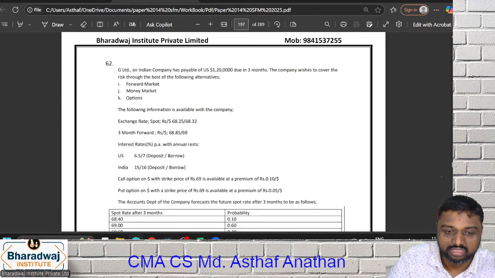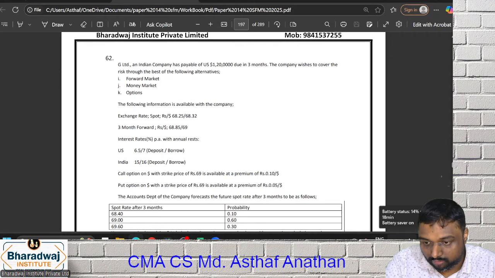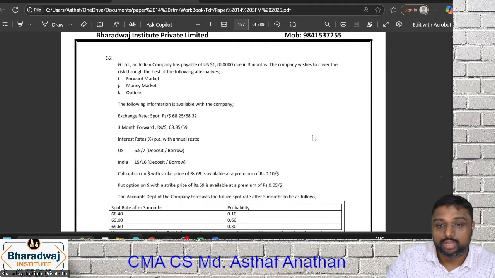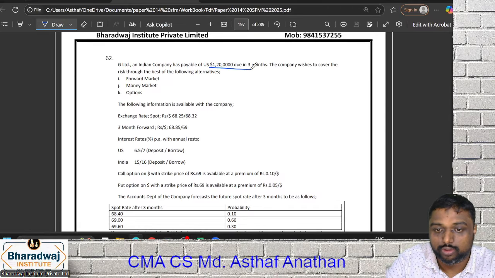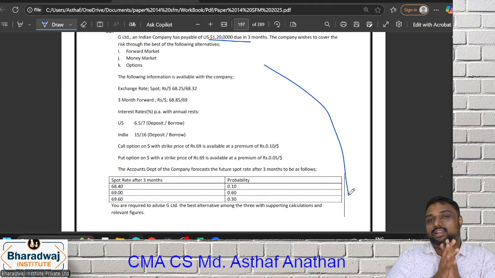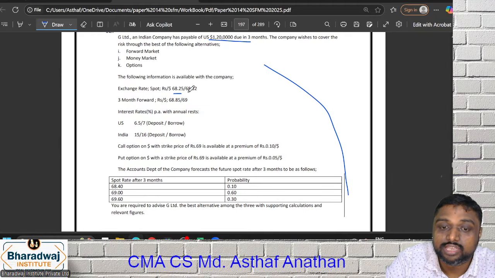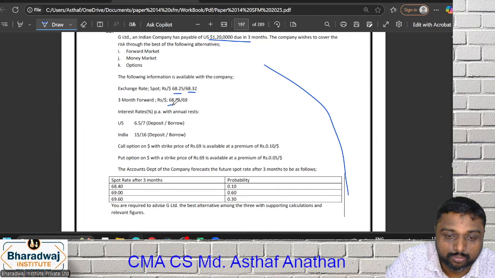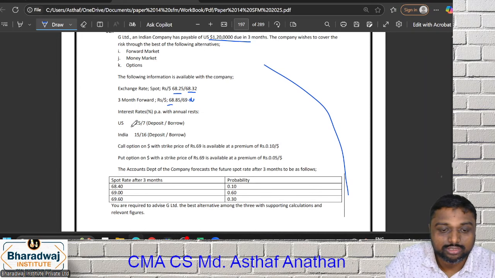These are all previous year CFL. This is the question, my dear friend, 62. So very superb question. I know all of you are ready. I am also ready. G Limited is an Indian company, has a payable 1.2 million after 3 months. Forward market, money market options, all these details are there. So this is 60 rupees per dollar, 68.25, bid rate 68.32, ask rate, rupees per dollar 69.85, here 69.00 only, typing mistake. Here borrow, I told you deposits borrowing now. So 6.5 borrowing rate, interest rate, everything is given.